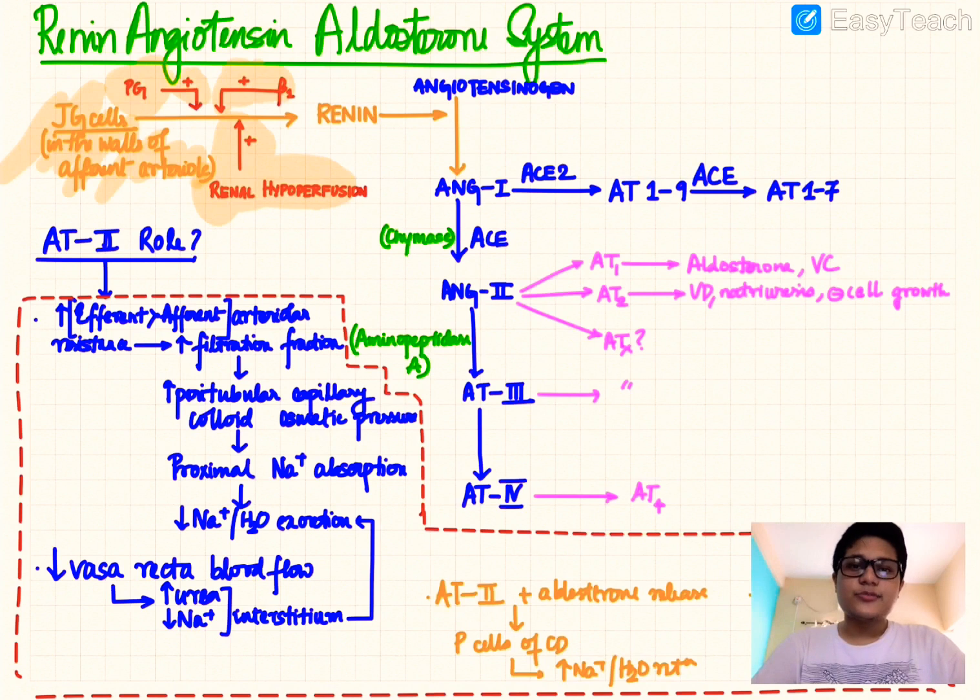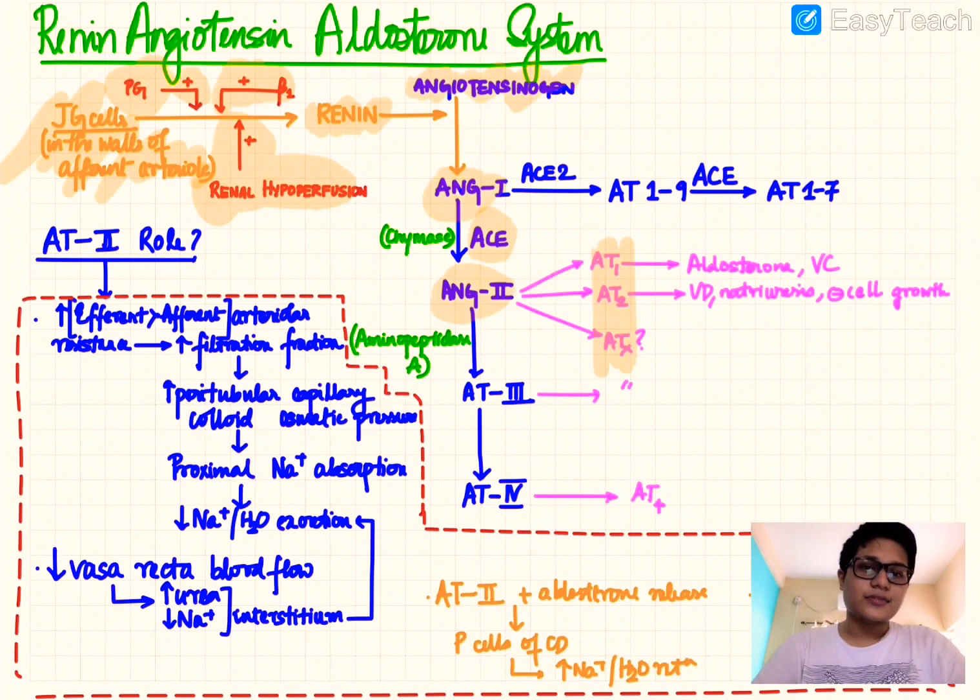In the JG cells, prorenin will be cleaved to renin and will be released into the circulation. Renin will be cleaving this circulatory biomolecule called angiotensinogen, which is synthesized by the liver, to angiotensin 1. Angiotensin 1 is converted by angiotensin converting enzyme, which is found in the pulmonary vasculature, to angiotensin 2. Now angiotensin 2 has three main receptors, AT1, AT2 and ATX.